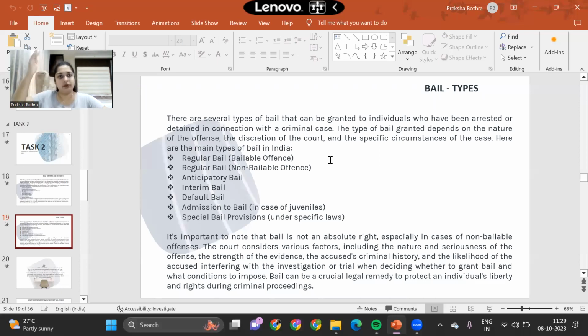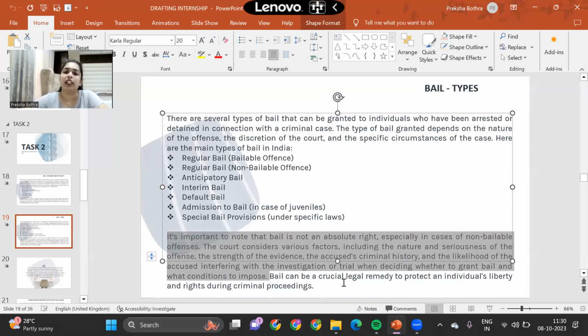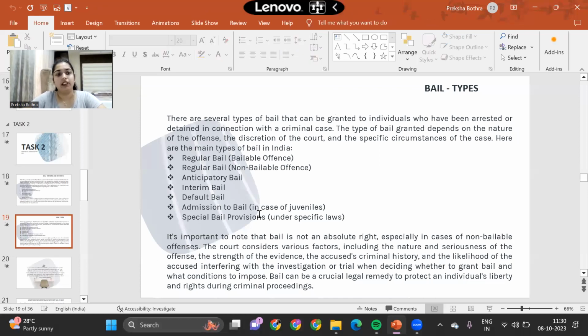Okay. So in conclusion, bail is not an absolute right of the individual, especially if non-bailable offenses are involved. Now, the court considers a lot of factors like the nature of the offense, seriousness of the offense, strength of the evidence, the accused's criminal history, the likelihood of the accused interfering. All of these are reasons which the court takes into consideration before granting any kind of bail. Okay, moving on.